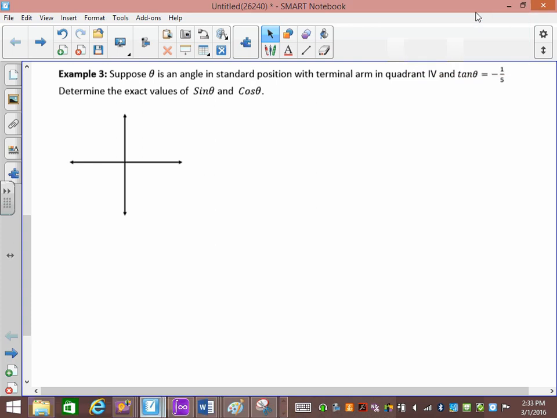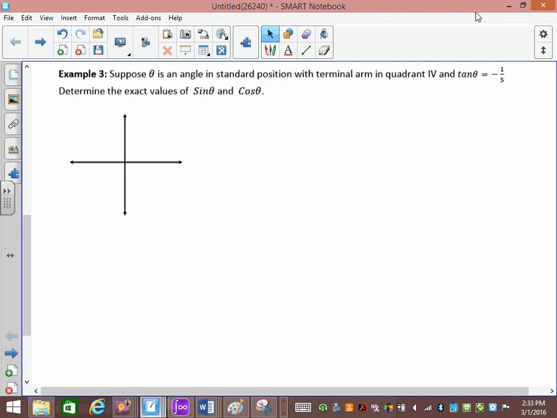So what we did yesterday is we did the ones where you were given a coordinate, you plotted the coordinate, then you drew a triangle towards the x-axis, found the third side, and gave me the trig ratios that I wanted, right? Now today, I'm going to give you something very similar, but it's not going to be a direct point. Suppose theta is an angle in standard position with a terminal arm in quadrant 4.